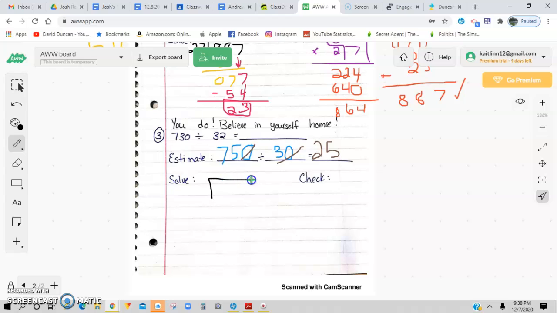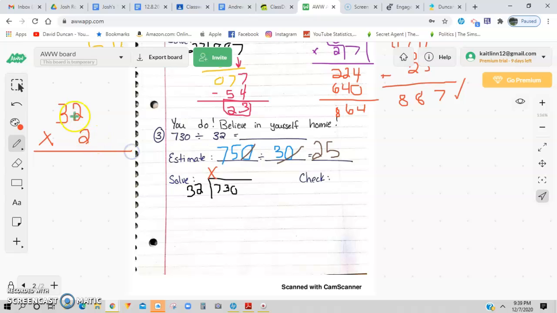So I'm going to draw my house. I'm going to draw my 32 outside of here. I'm going to draw my 730 inside the house. Okay. So now I'm going to think, how many times can 32 go into 7? Oh, well, it can't. It's too small. How many times can 32 go into 73? I'm going to say 2 times. So I'm going to do 32 times 2.